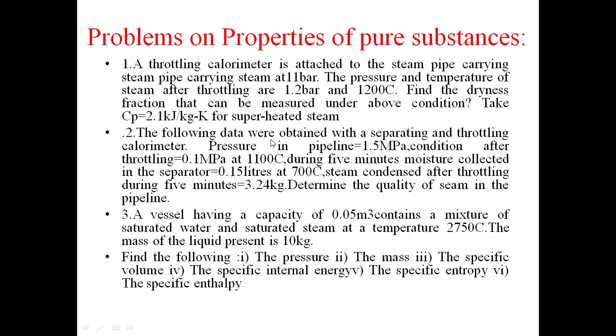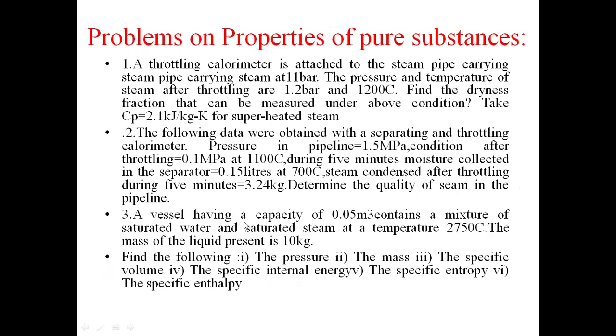The following data were obtained with a separating and throttling calorimeter. The pressure in the pipeline is 1.5 MPa. Condition after throttling is 0.1 MPa at 110 degrees Celsius. During 5 minutes, moisture collected in the separator is 0.15 liters at 70 degrees Celsius. Steam condensed after throttling in 5 minutes is 3.24 kg. Determine the quality of steam in the pipeline.